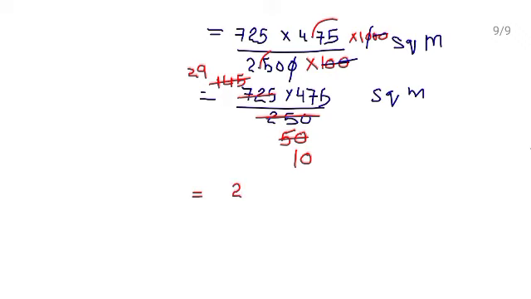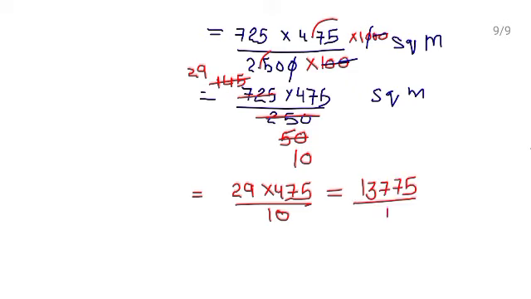Okay, now simply multiply 29 by 475 and put decimal before one digit, because in denominator you have multiple of 10. When you will multiply 29 by 475, you will get 13,775, and in denominator you have 10 square meters. So now you have 10 in denominator now, so you will put decimal before one digit. So this will be equals to 1377.5 square meters. This is your answer.